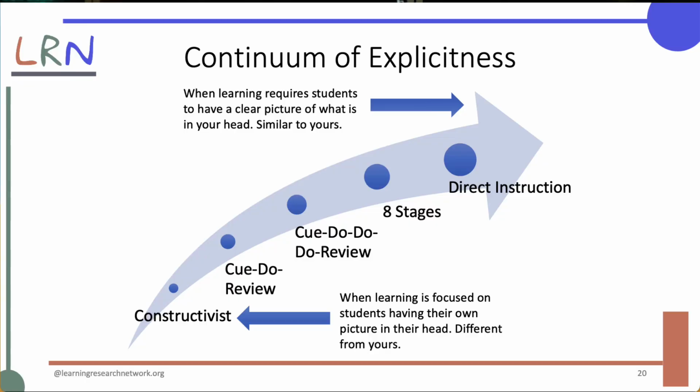all the way to a more direct instruction way of teaching, when the learning that's necessary requires students to have a clear picture in their head of what's also in the teacher's head, right? If you're teaching the nitrogen cycle, if you're teaching the water cycle, they need to know that they have the exact same cycle in their head as you. Well, that requires a more direct instruction.